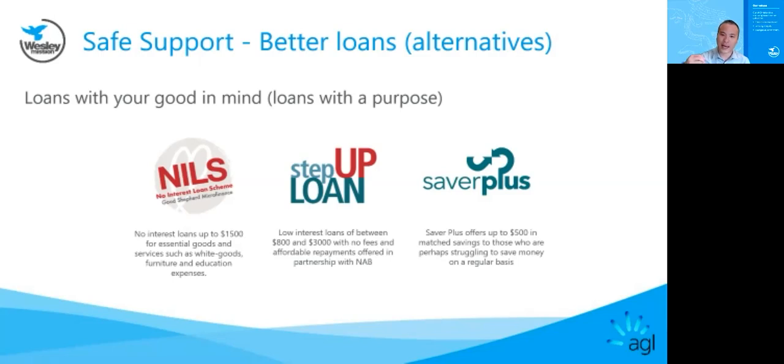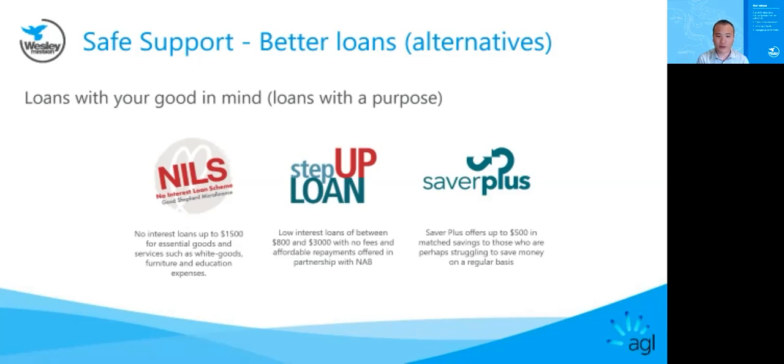So the ones that have connections to invoices. For example, with Nils, you can't just get cash. You have to give them an invoice to buy a fridge or pay for education expenses. Once again, there's obligations there, but it's tied in. Your financial counselor can also help you set up a Nils loan as well.